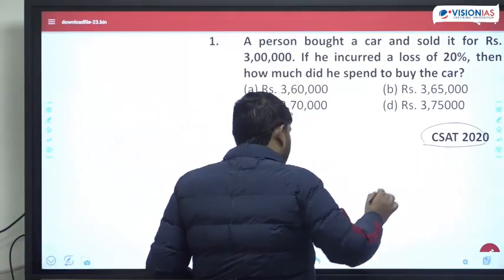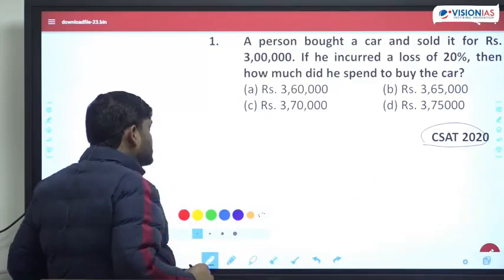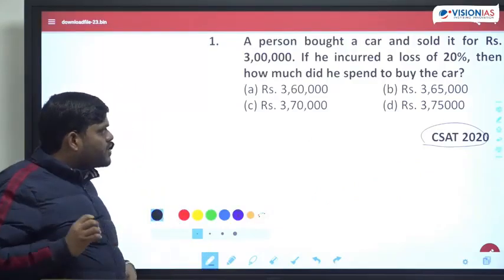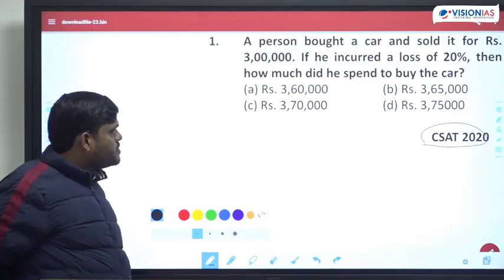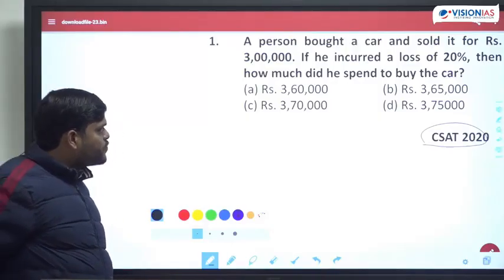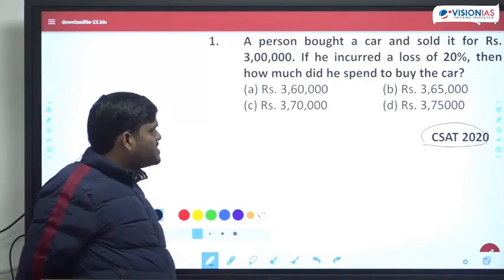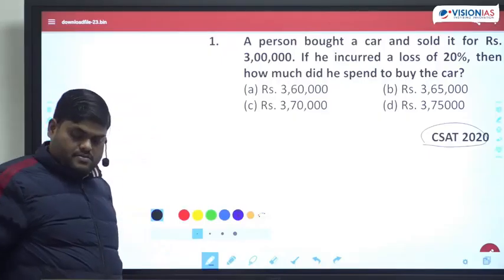CSAT 2020 question. Please solve this one. A simple one. A person bought a car and sold it for rupees 3 lakh. If he incurred a loss of 20%, then how much did he spend to buy the car?